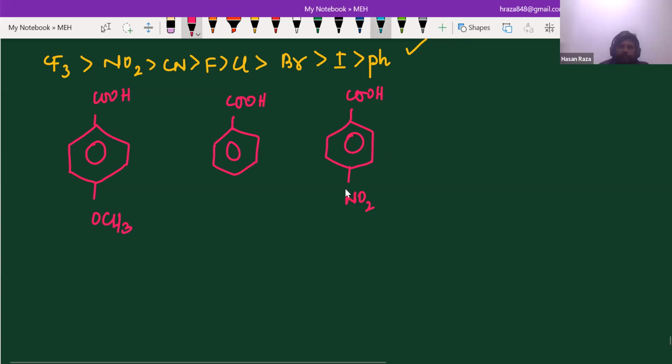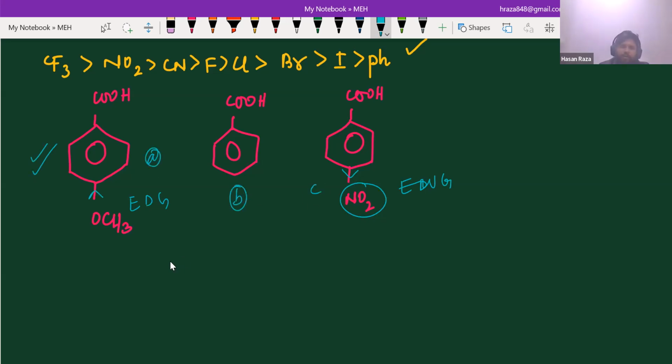This has a minus R effect, so it is electron withdrawing, and this OCH3 is electron donating. That's why its acidic character decreases. If I label them A, B, C, then C is the most acidic, then comes B, and then comes A, because the electron donating group decreases acidity, and the middle one has no donating or withdrawing group. That's why it is in between. Is that clear? Yes, sir.